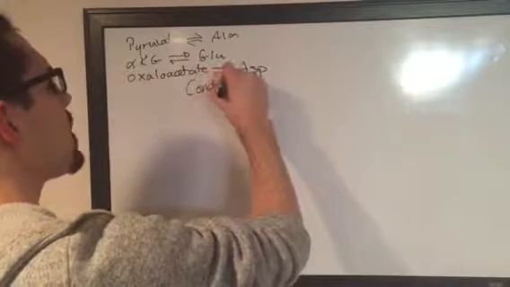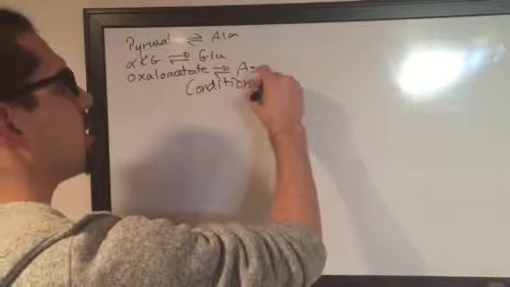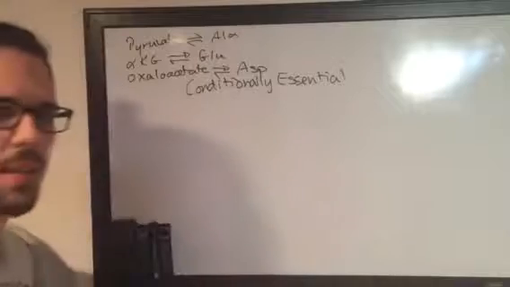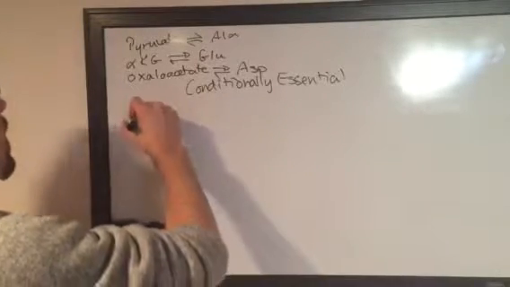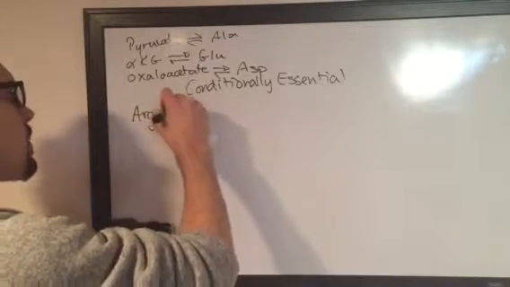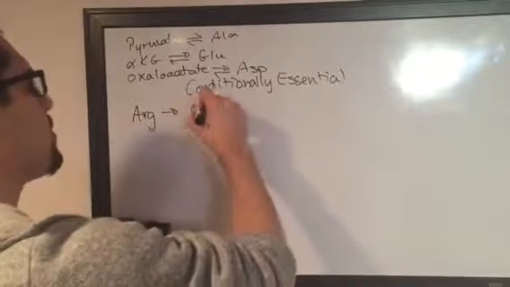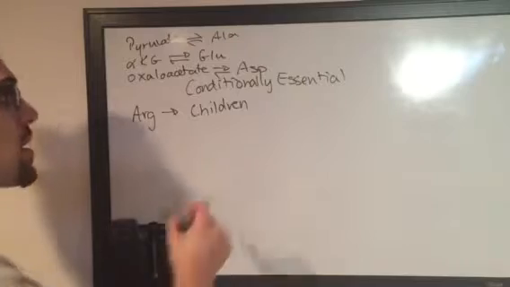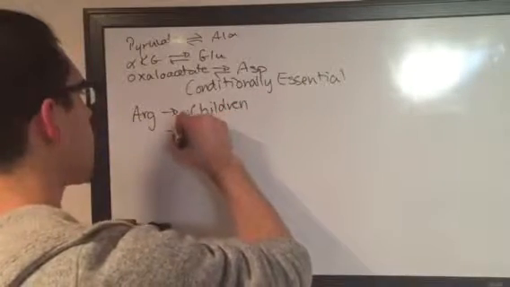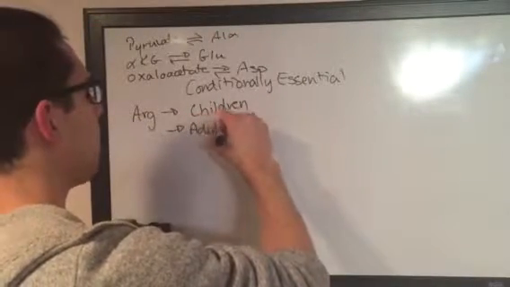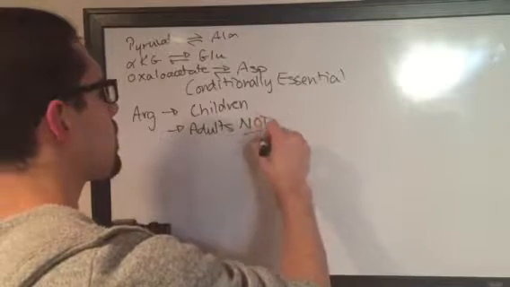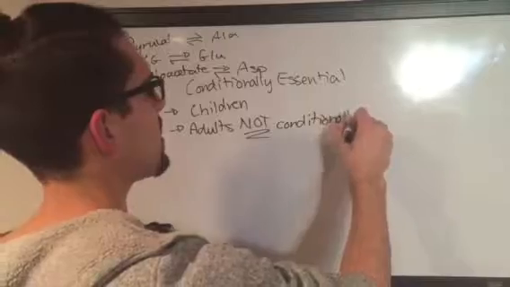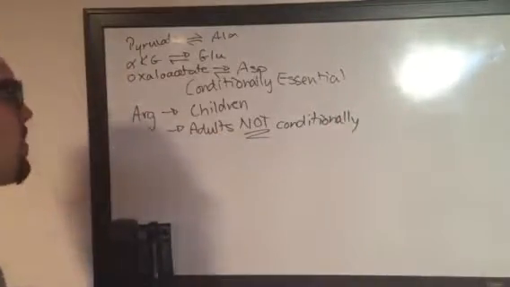Conditionally essential means that you need something in order for these amino acids to be created. Arginine is conditionally essential for children, as they need a lot of arginine as they are growing. In adults, it is not conditionally essential, and that is because we synthesize enough of it to be used.